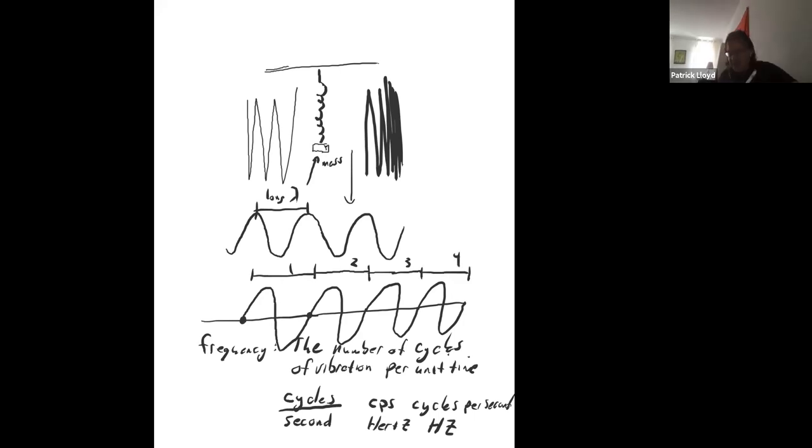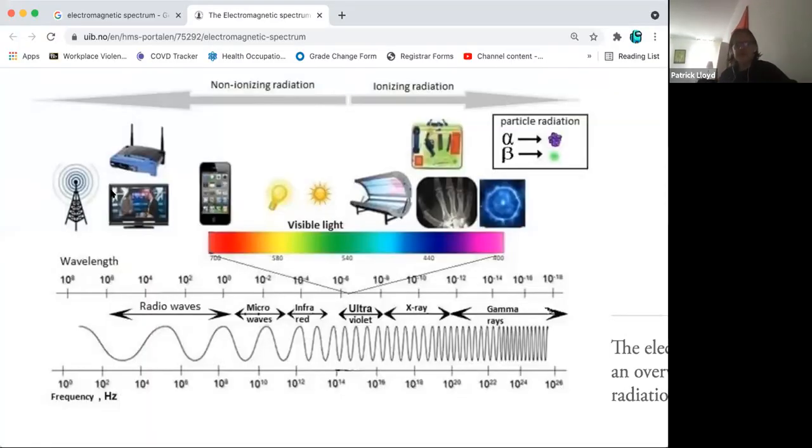So there's 4 cycles. If we take the number of cycles, so that's 4 cycles, and we divide that by the amount of time, that will give us the frequency, F for frequency, okay? So it turns out these waves, not only do they have a wavelength, they have a frequency. But if we look at that picture again of the spectrum, here's what you see.